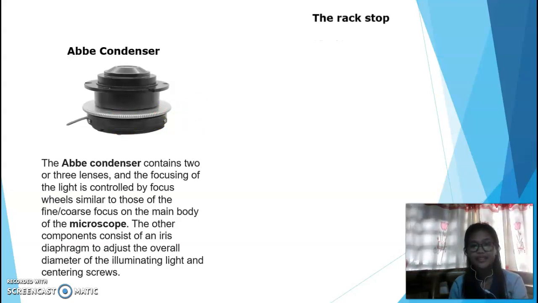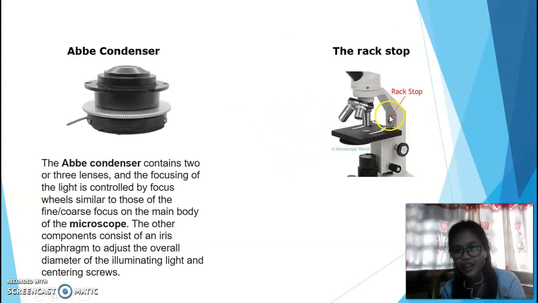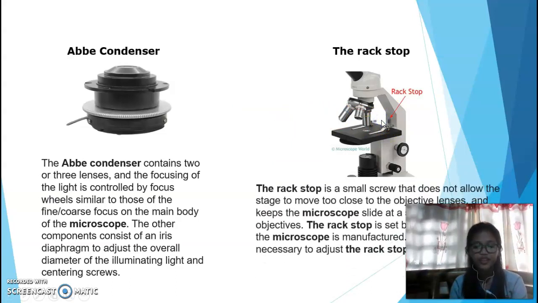Next is the last one, the rack stop. In the microscope, this is the rack stop. It controls how far the stage should go, preventing the objective lens from getting too close to the specimen slide, which may damage the specimen. It is responsible for preventing the specimen slide from coming too far up and hitting the objective lens.